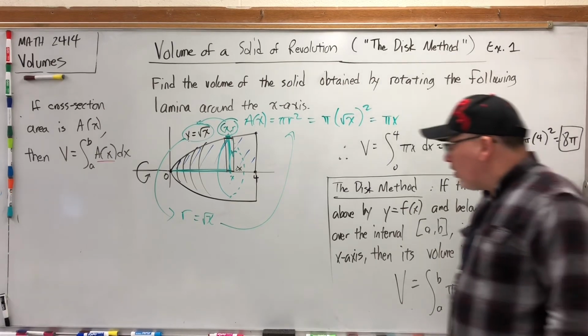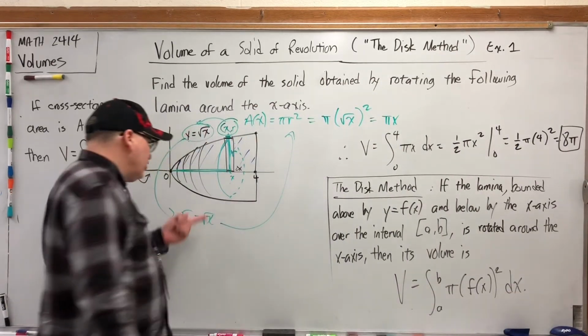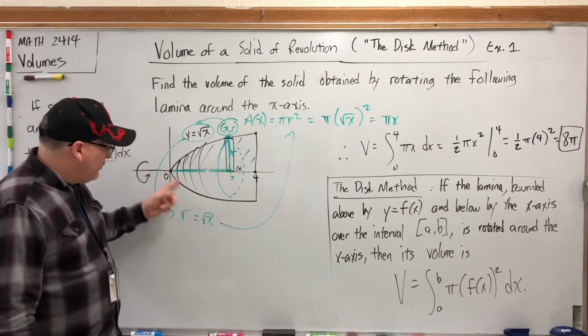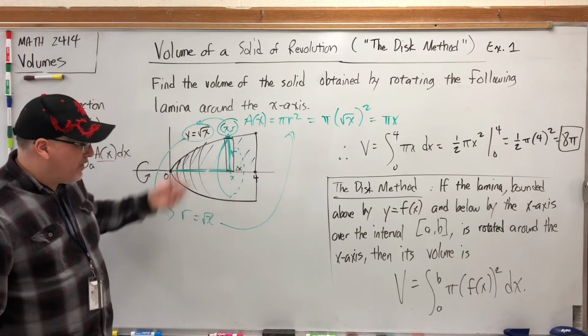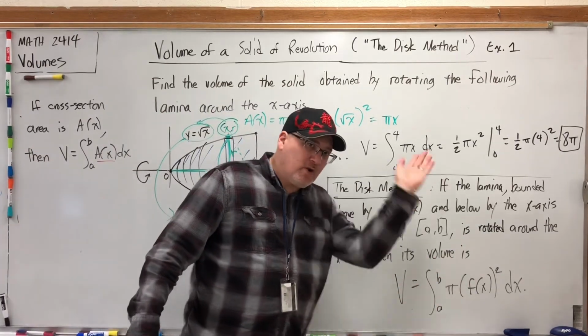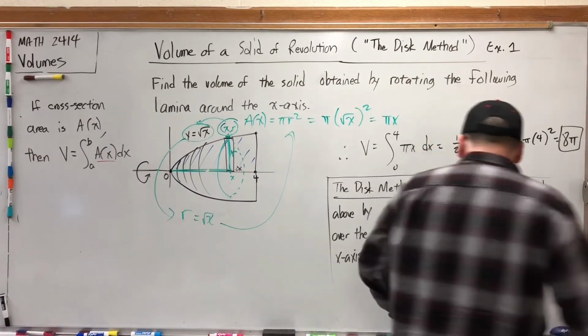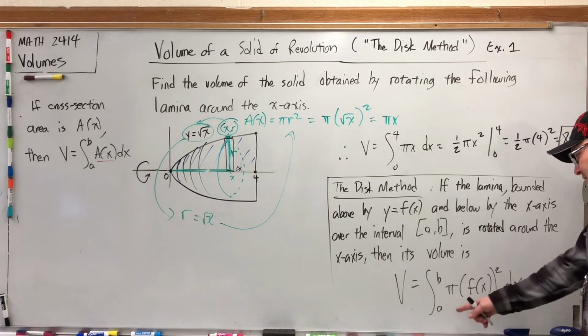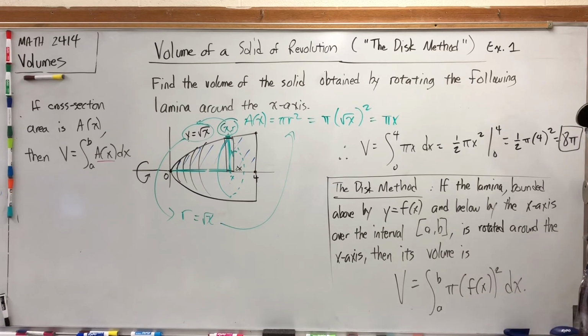This would actually work, though, if your function was on the bottom and the x-axis was on the top. So in other words, if we look down here instead of up here and spun it around, it would just be the negative of that function, but since it's getting squared, the negative would disappear anyway. So that's a pretty handy method. If we're rotating a lamina that is bounded below by the x-axis around the x-axis, then we just have to integrate from a to b pi times the square of the function, and that will give us the volume of that solid.